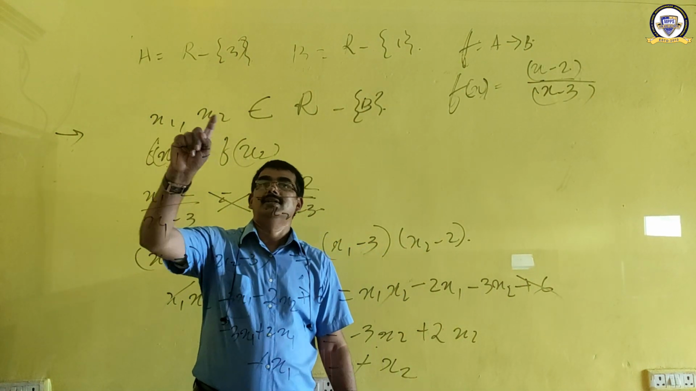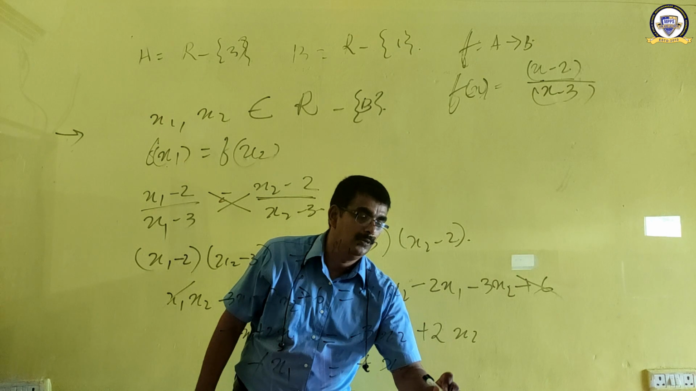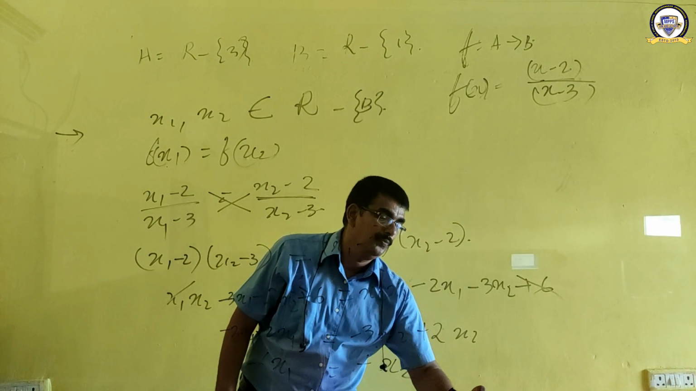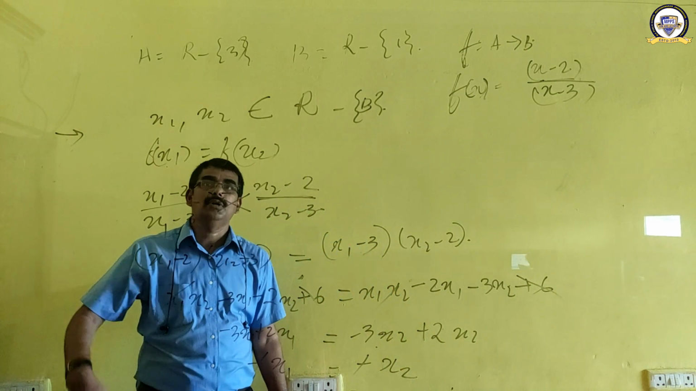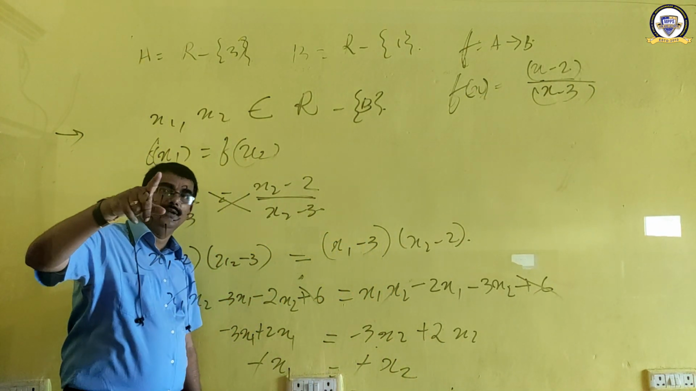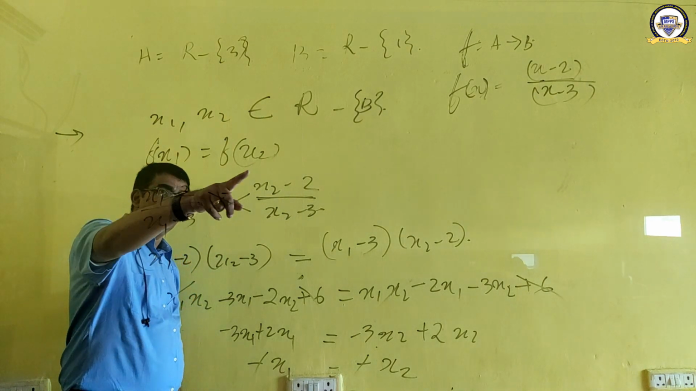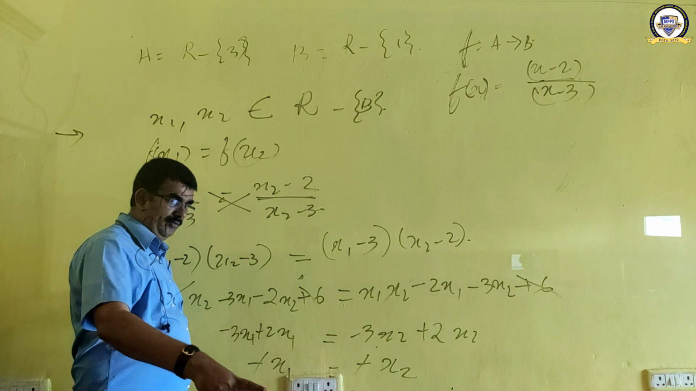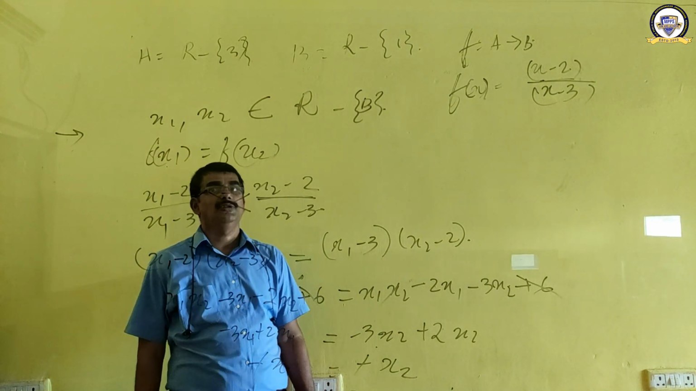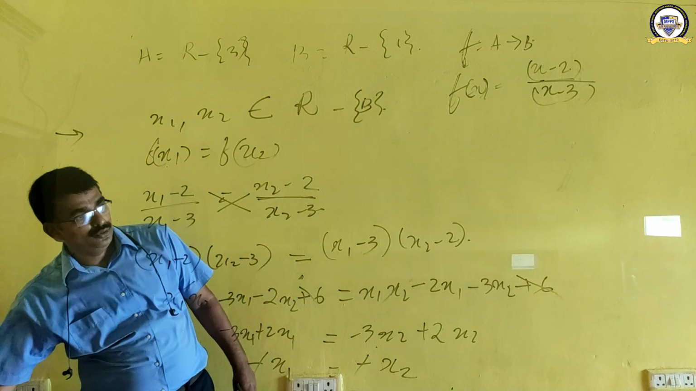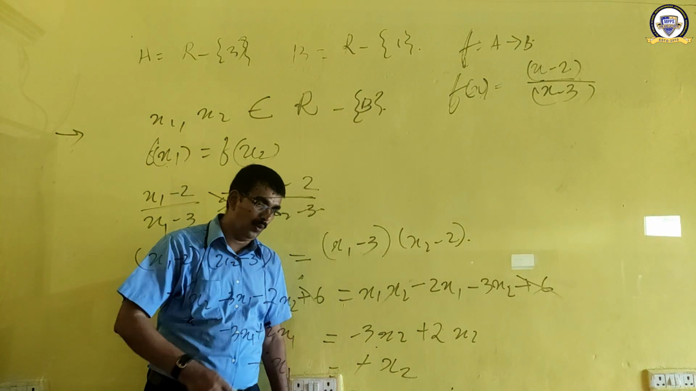That is why this function is one-one. Are you clear? We took x1 and x2, considered f of x1 equal to f of x2, substituted, cross multiplied, simplified, and finally we get x2 equal to x1. That is why it is one-one. Now we are going to prove that it is onto.